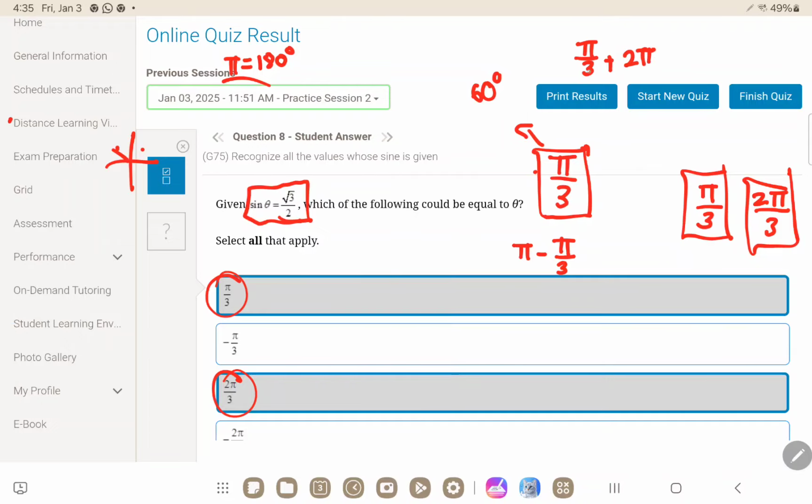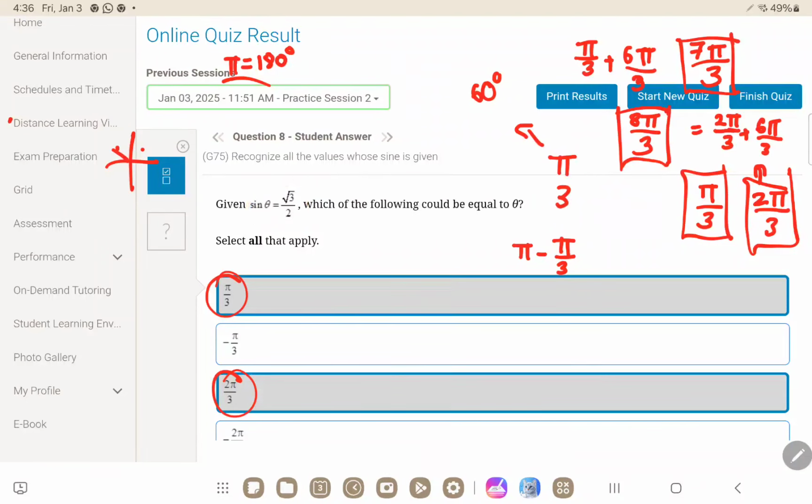So you can't add 2 pi when the denominators aren't the same, so you make them the same denominator. So 2 times 3, yeah. When you add these, you're going to get 7 pi over 3. Now you also have to do it for this angle. So 2 pi over 3 plus 6 pi over 3, which is 2 pi, gives you also 8 pi over 3. So you need to see everything with a box is a correct answer.